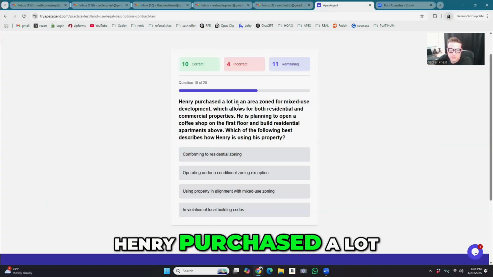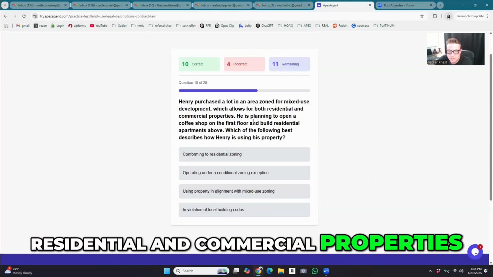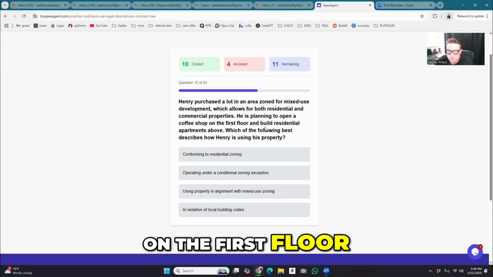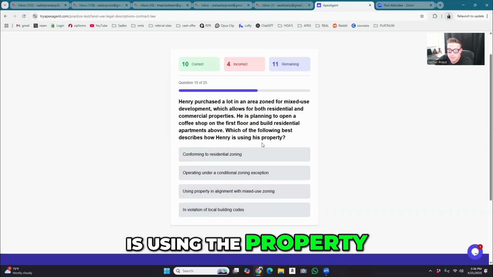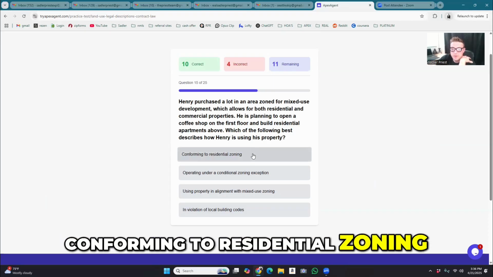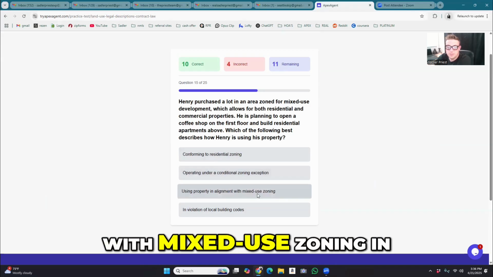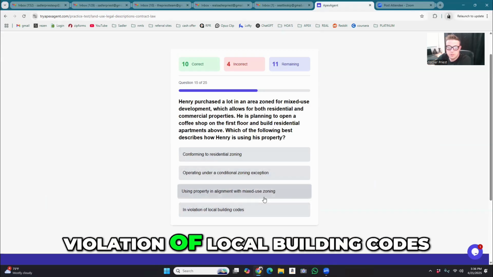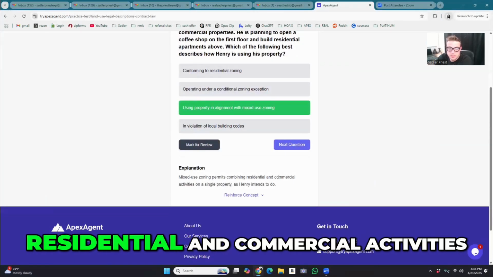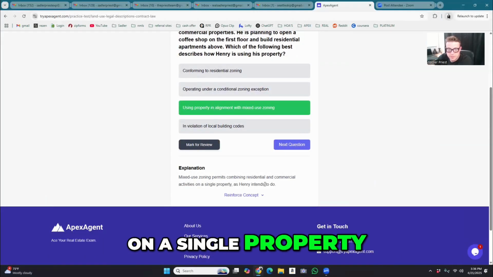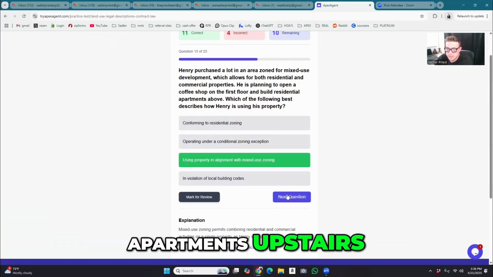Henry purchased a lot in an area zoned for mixed-use development, which allows for both residential and commercial properties. He is planning to open a coffee shop on the first floor and build residential apartments above. Which of the following best describes how Henry is using the property? Conforming to residential zoning, operating under a conditional zoning exception, using property in alignment with mixed-use zoning, in violation of local building codes. I believe he's using its mixed-use zoning. Mixed-use zoning permits combining residential and commercial activities on a single property, as Henry intends to do. I did used to own a commercial property, again, apartments upstairs, business on the bottom.